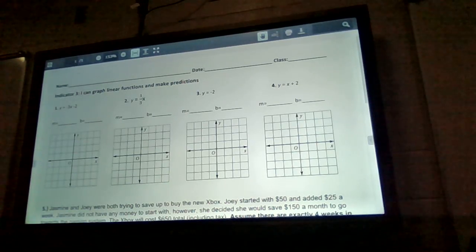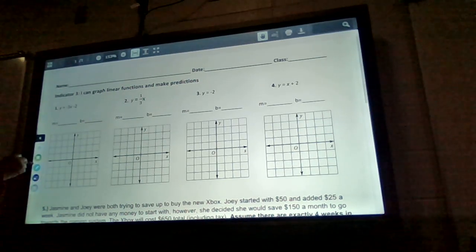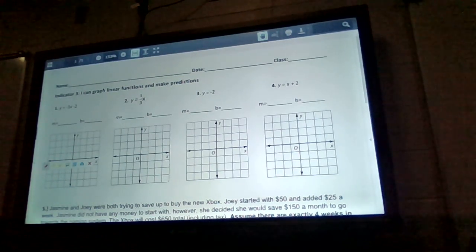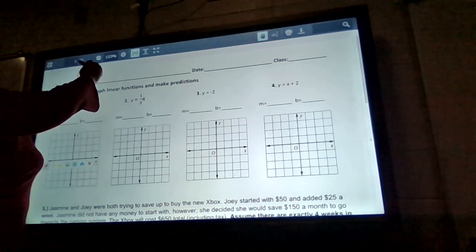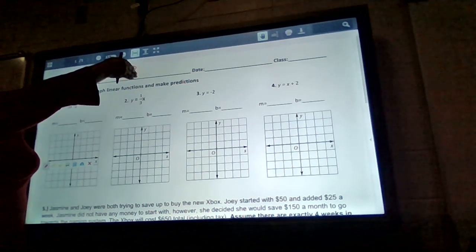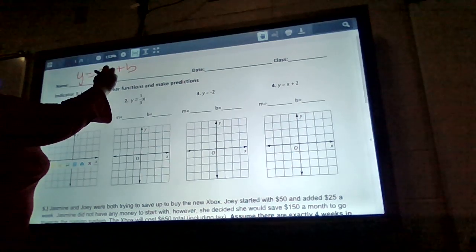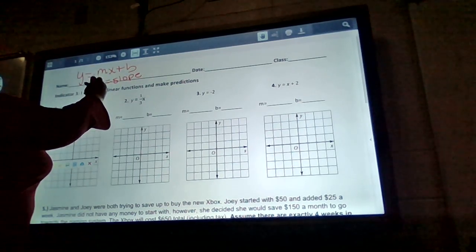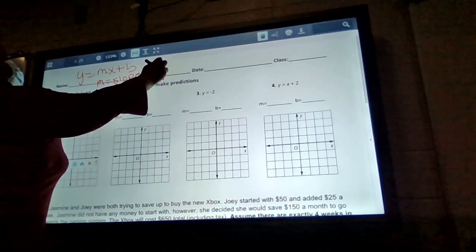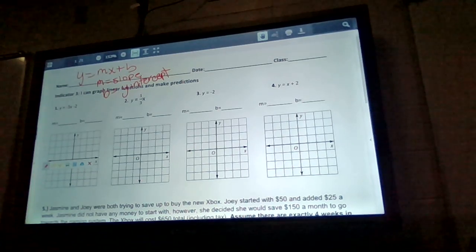Okay. So this one is graphing linear functions and making predictions. So what is my slope in y equals minus 3x plus 2? Are we lost? Let me remind you of something. y equals mx plus b, so it's some number in front of x plus a number out here by itself. And m is your slope, and b, for some reason, is your y-intercept. I don't know why they call it b. I need to research.